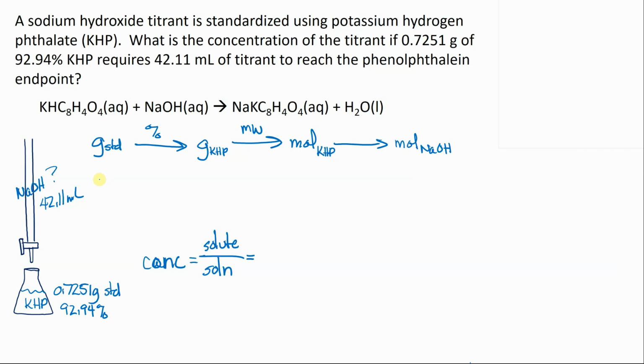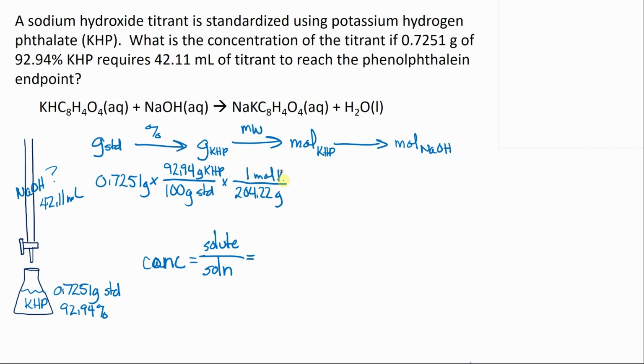So my grams of standard in this problem was 0.7251 grams. My first conversion is using the purity, so 100 grams of standard goes to 92.94 grams of KHP. We need the molecular weight of KHP, which I didn't put in this problem. You can look it up. But it will be at 204.22 grams is equal to 1 mole.